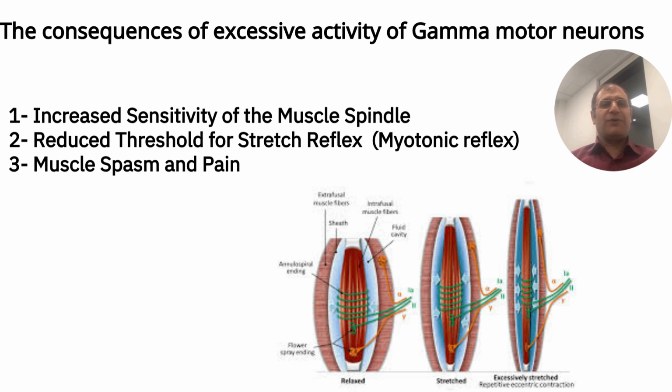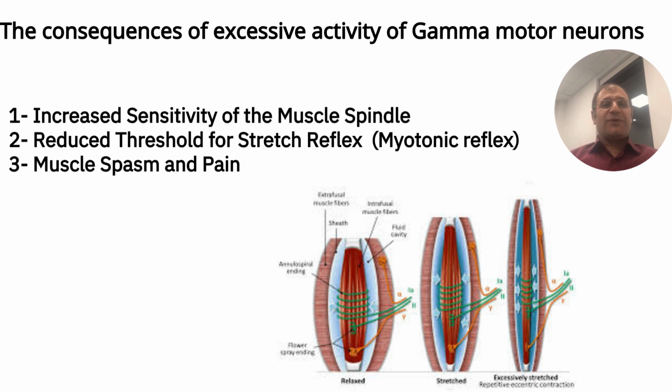When gamma motor neuron activity is excessive, the intrafusal fibers are overstimulated, leading to increased tension in the muscle spindle. This has several consequences. 1. Increased sensitivity of the muscle spindle due to the increased sensitivity of the primary annulospiral endings. As a result, even a small amount of external stretch can activate these sensory endings, leading to a heightened response.